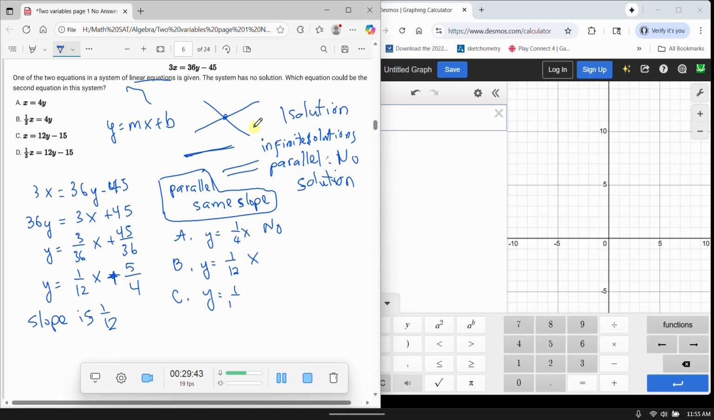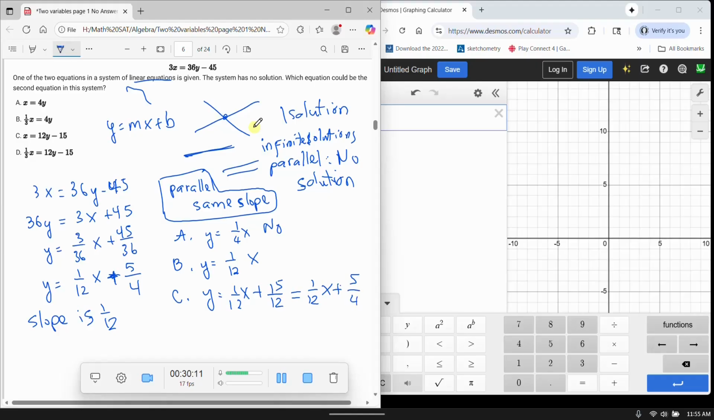12 x plus 15 over 12. So simplify this by 3. We're missing the x. So we got 1 over 12 x, and we simplified it by 3: 5 over 4.